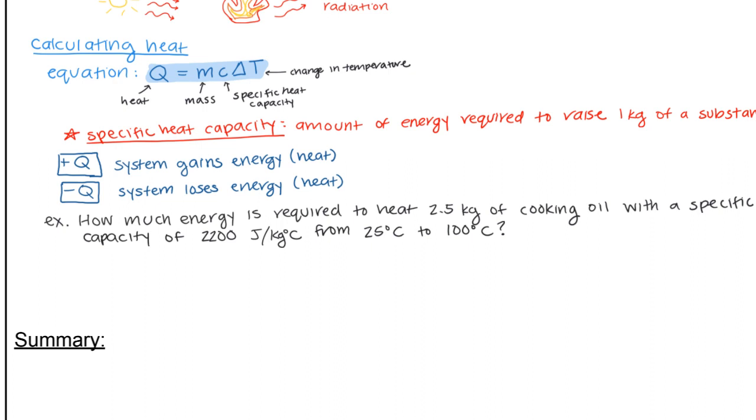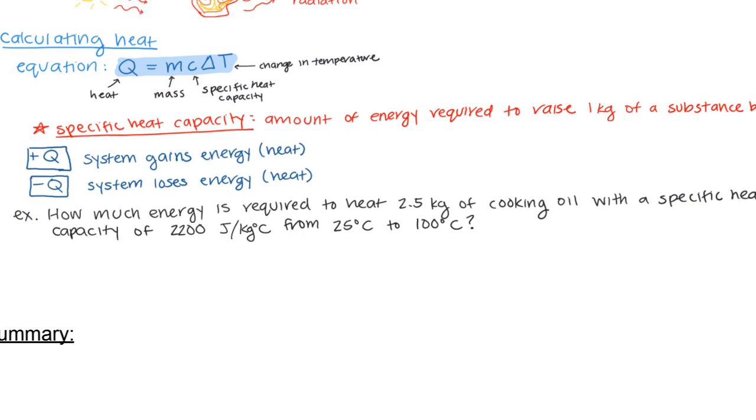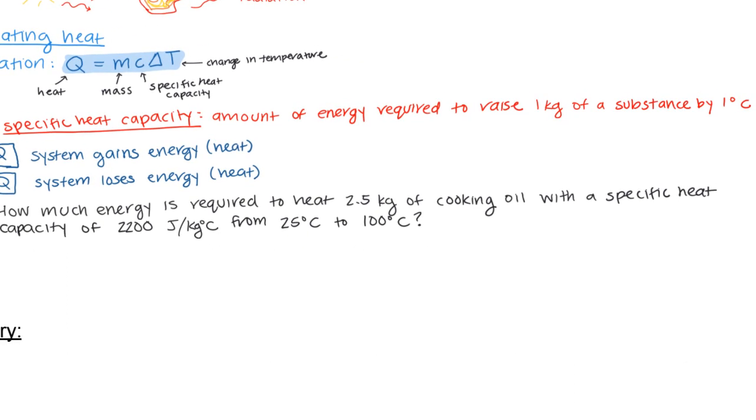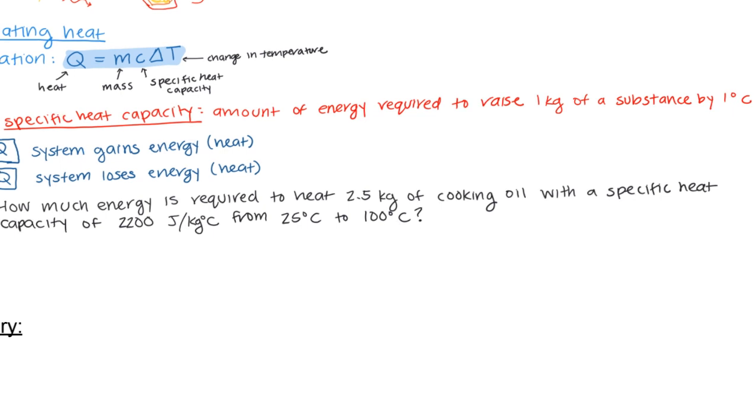Now, really quickly, y'all might be wondering, what is specific heat capacity? So remember that some objects are better at holding heat than others, right? Some objects are better at heating up very quickly than other objects. So that's what the specific heat capacity of an object describes: the amount of energy required to raise the temperature of that object. Specifically, it's the amount of energy required to raise 1 kilogram of that object or substance by 1 degree Celsius.